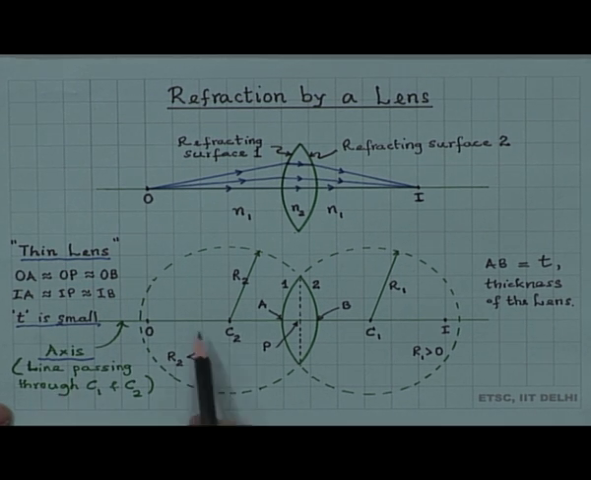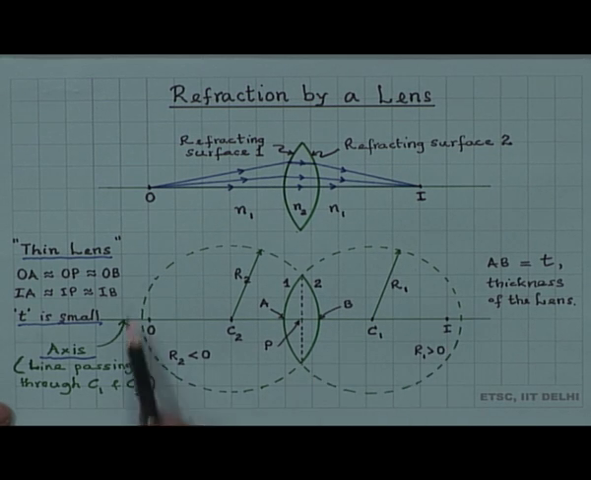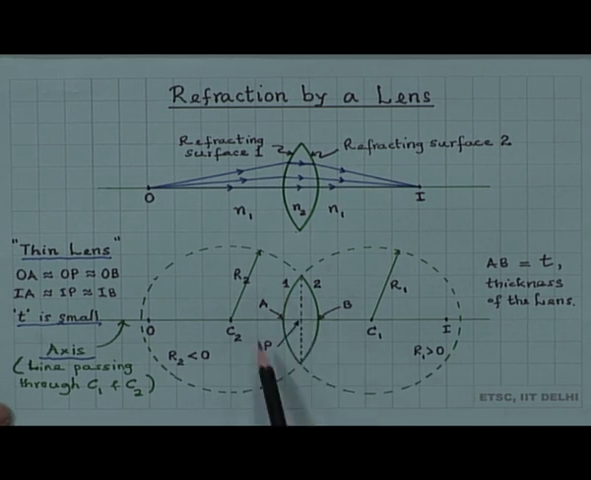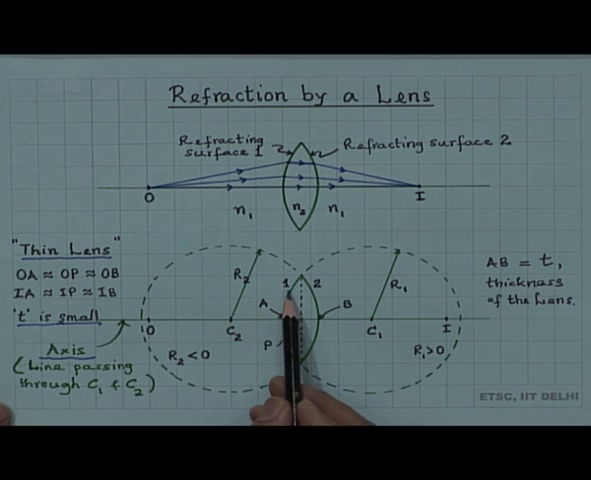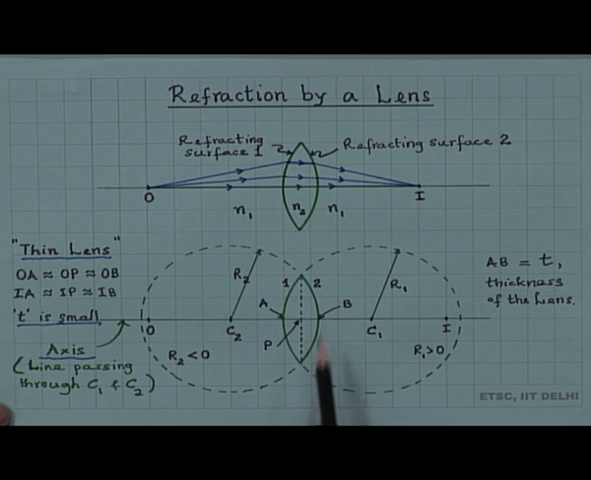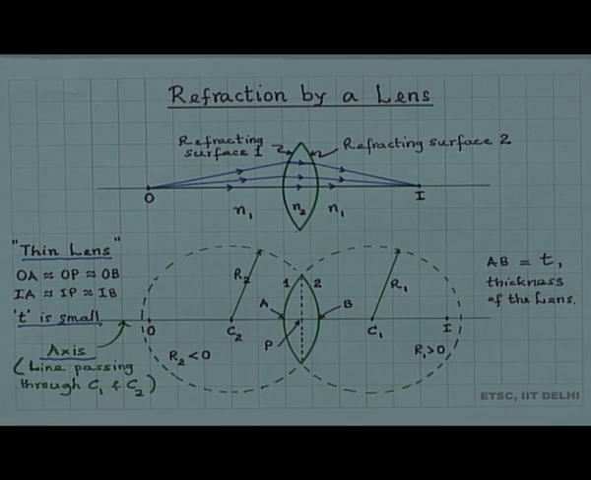The axis is the line passing through the 2 centers of curvature, the line joining the 2 centers of curvature C1 and C2. So, that is the axis. So, this is the diagram which indicates the spherical surfaces, surface 1, surface 2 and radius of curvature r2 and radius of curvature r1 here.